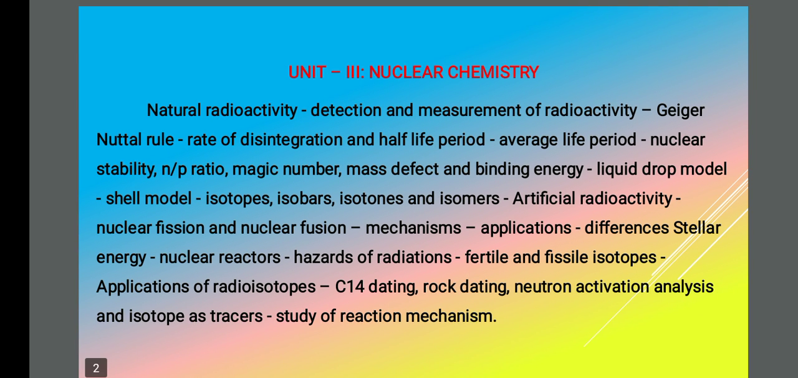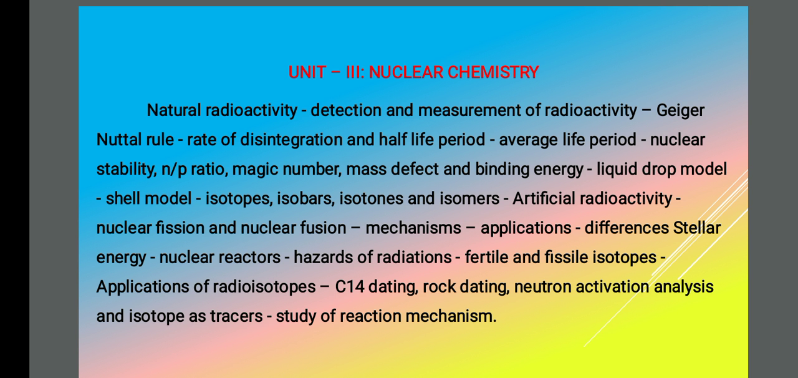So, coming to the syllabus here, in nuclear chemistry, you have natural radioactivity, detection and measurement of radioactivity using Geiger-Müller counter, then Geiger-Nuttall rule, rate of disintegration, half-life period, average life period, nuclear stability, N by P ratio, magic number, mass defect, binding energy, liquid drop model, shell model, isotopes, isobars, isotones, isomers, artificial radioactivity, then fusion and fission, its mechanism, application as well as differences, then stellar energy, nuclear reaction, hazards of radiations, fissile as well as fertile isotopes, application of radioisotopes, carbon 14 dating, rock dating, neutron activation analysis, isotopic tracers and reaction and its reaction mechanism.